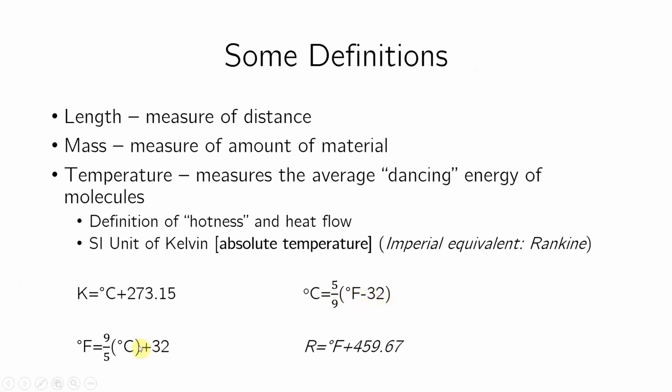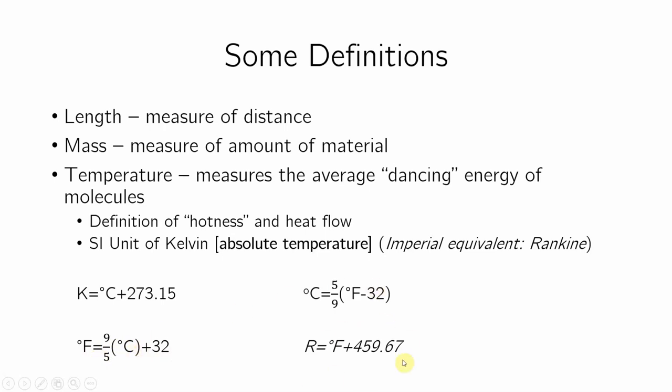I could go the other way around, from Celsius to Fahrenheit. So if I say it's 5 degrees Celsius right now, 5 divided by 5 would be 1, times 9 would be 9, plus 32 would be 41 degrees Fahrenheit. So it's exactly the same.